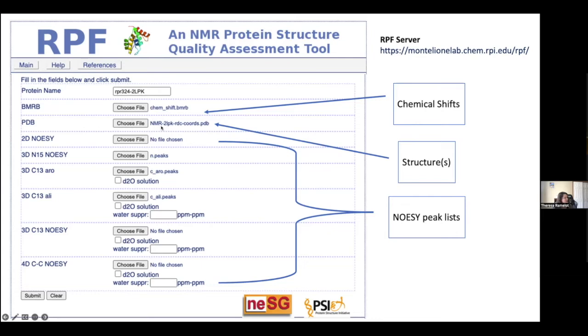So we also have, you put your PDB coordinates, your structure here. You can have your ensemble of 20, or you can have one X-ray structure. It's up to you. Then the next step is to put your NOESY peaks. You don't have to, you can put whatever you have. So in this case, it can handle a 2D NOESY, a 3D N15 NOESY. In this case, I had an N15 NOESY, and I had a carbon NOESY aromatic and a carbon NOESY aliphatic that I collected separately.